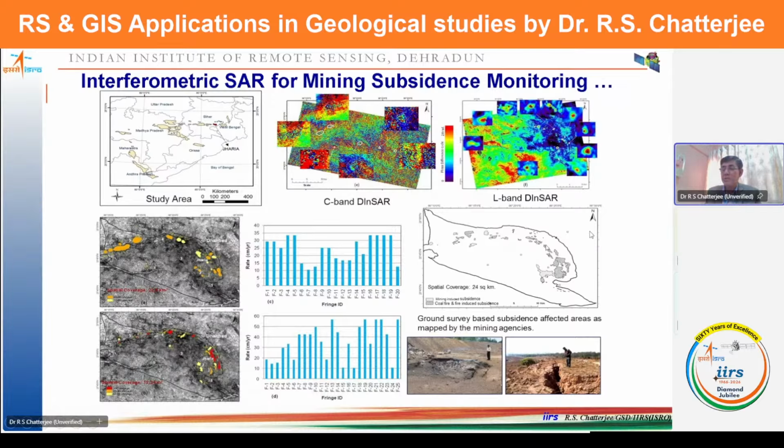These are the subsiding areas or coal fire areas we have mapped using the ground survey, total station and ground-based survey. Then we compared, and some of the areas we have mapped are not identified here, because the ground survey was done only in and around the presently mining area. Old mining areas are not much important to the mining agencies. But here we see the entire area. You can see what kind of cracks developed, what kind of subsidence happened.